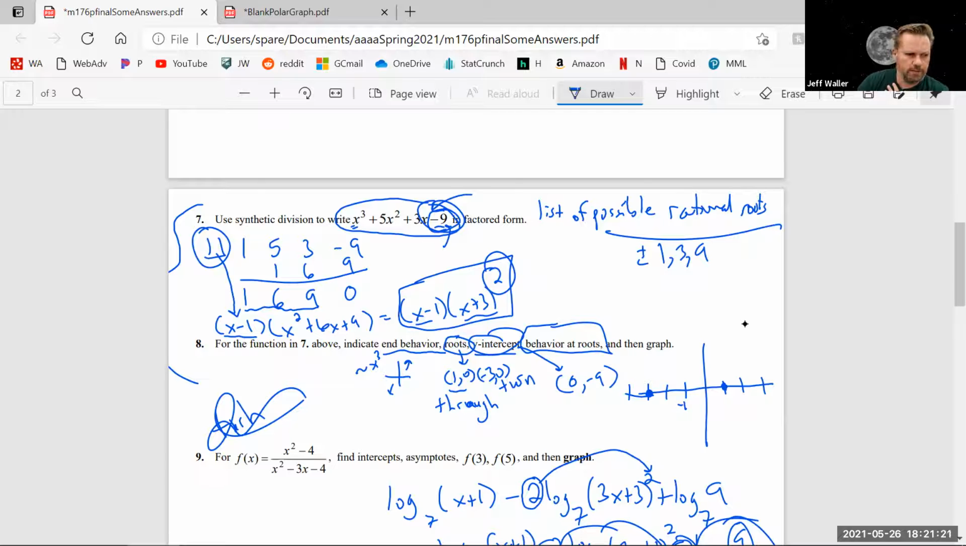So let's see, what is f of negative 1? It would be negative 1 cubed, 5 times negative 1 squared is 5, minus 3 minus 9, and that's going to be, oh God, is that negative 8? Yeah. All right, so that's not too bad. 2, 4, 6, 8, 10. So (-1, -8), and then it goes through (0, -9).